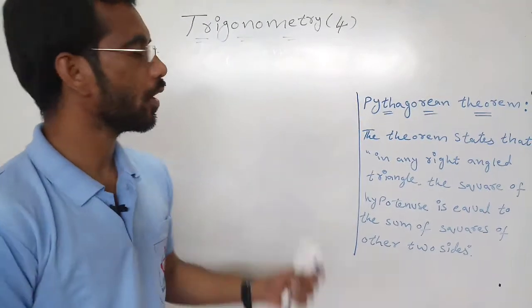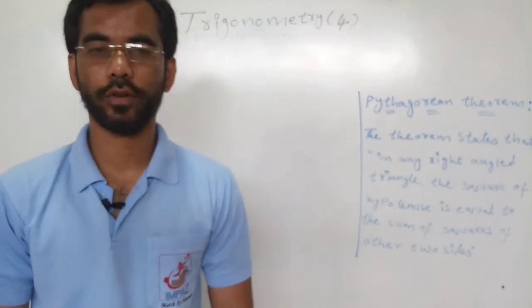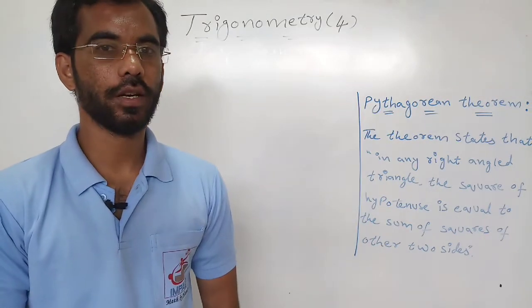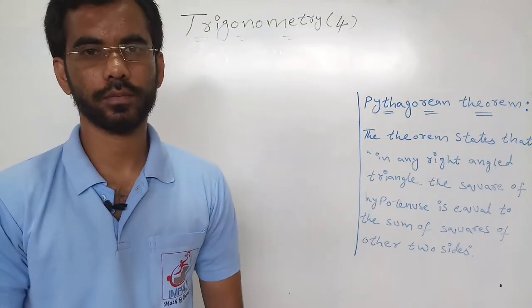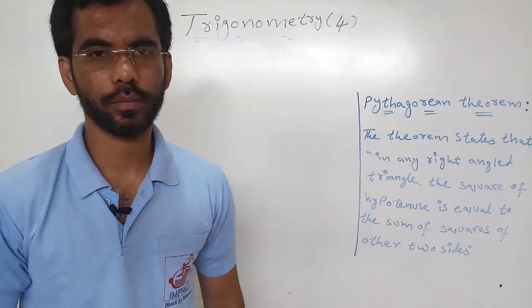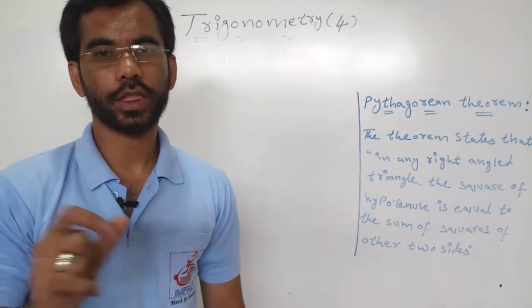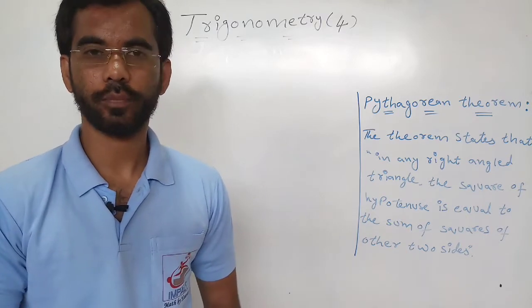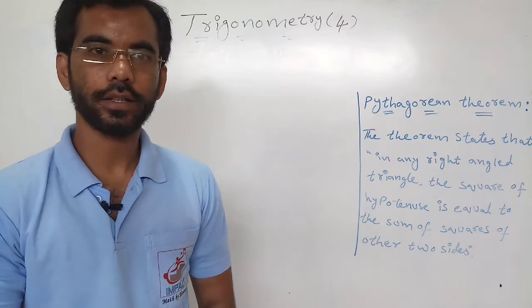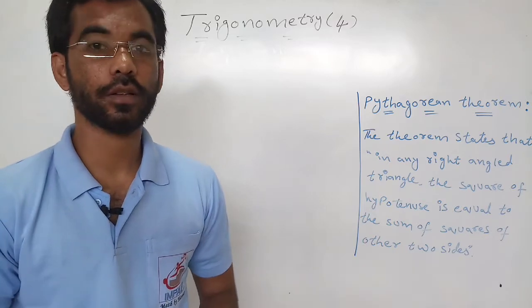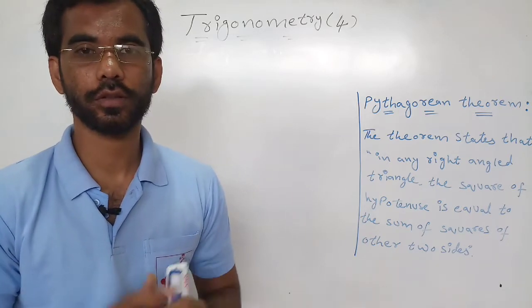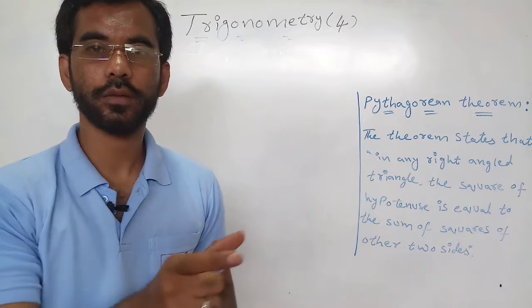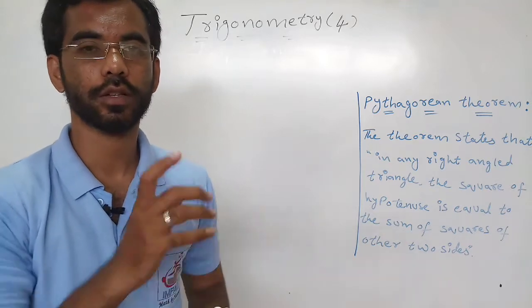Today we are going to see trigonometry part 4. In this we will see about Pythagoras theorem. Actually, what is Pythagoras? It's the name of a Greek scientist, Pythagoras, and he created the theorem. The theorem has been named after him: Pythagoras theorem.